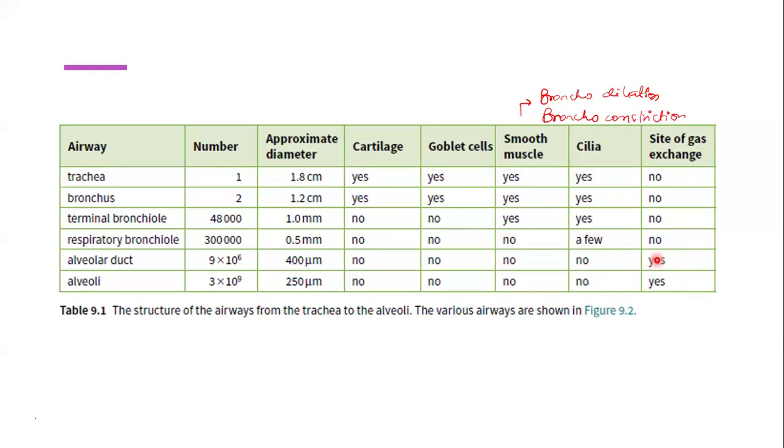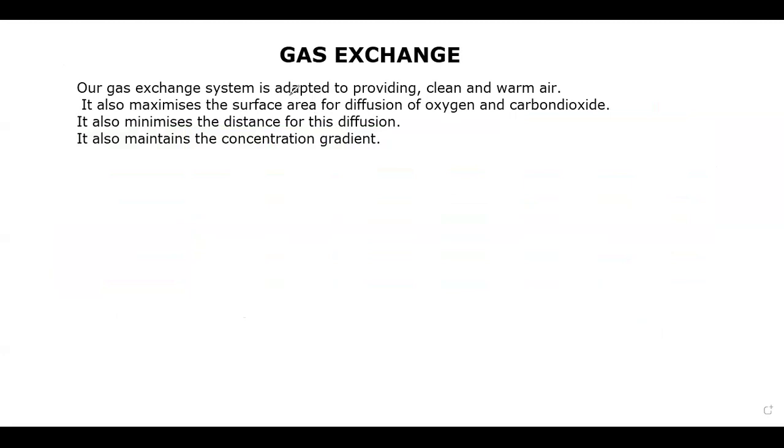So now let's talk about over here. You and I had discussed how this is how the gas exchange system works, right? What was the first feature? That it provides us clean and warm air. So we have to talk about how exactly it provides us with clean and warm air.